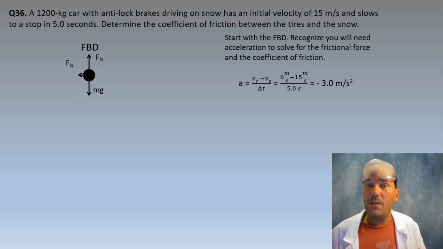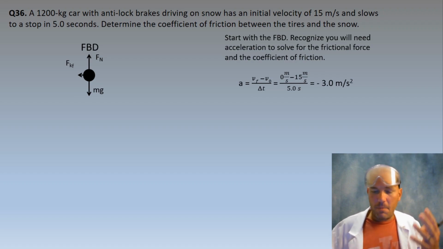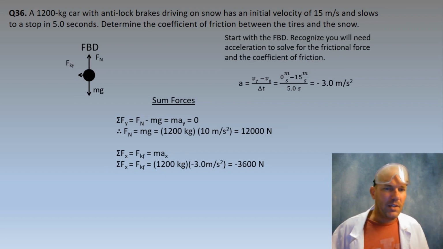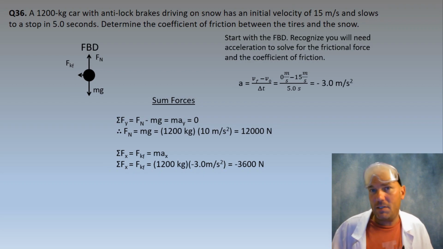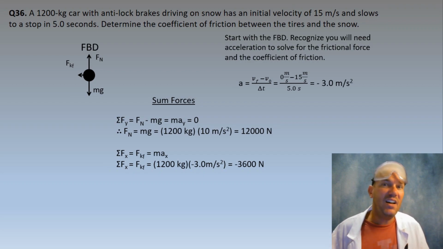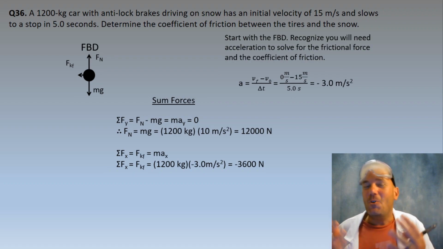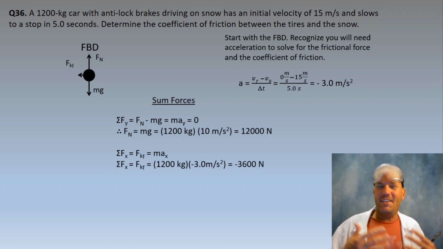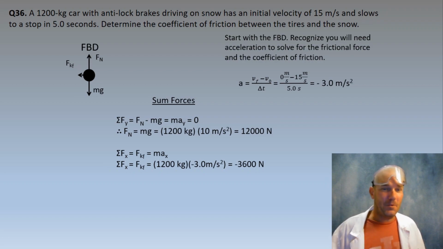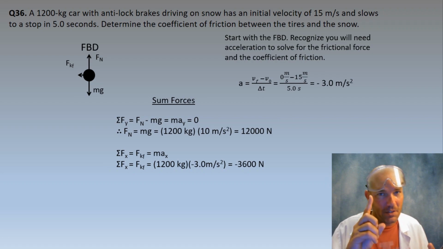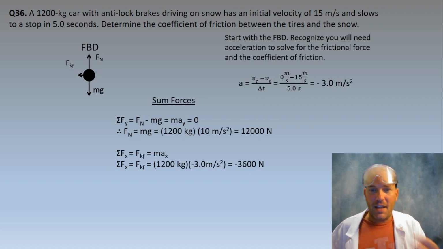All right, so now that we know the acceleration, we can apply Newton's second law and sum the forces here. Vertically, we end up with force normal is equal to mass times gravity, or 12,000 newtons. Horizontally, we get the one force that is acting, the force of kinetic friction, is equal to mass times acceleration horizontally, which we just found to be a negative 3.0. So this is a plug and chug fest.